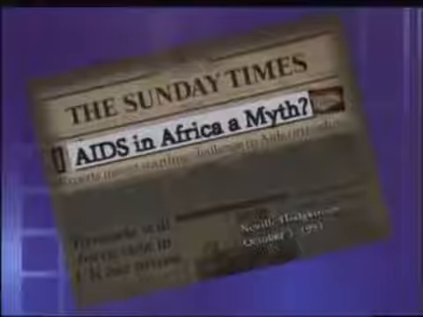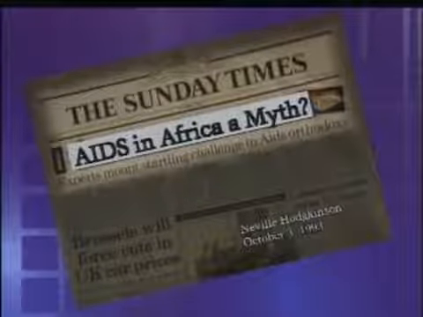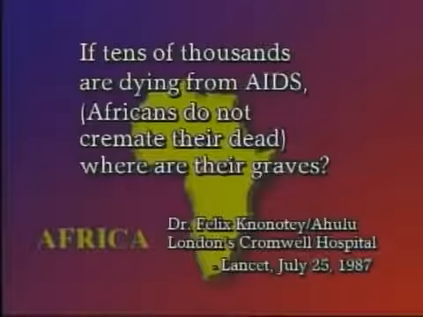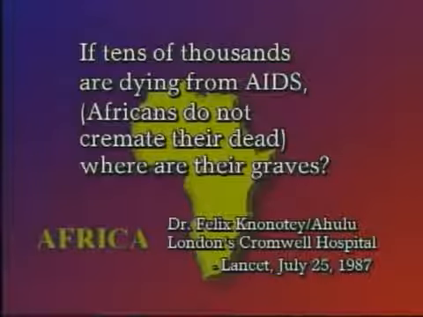So clinically and epidemiologically, the two epidemics are very different. And in Africa, it's possibly malnutrition, parasitic infection, and poor sanitation. There are no risk groups. There's not homosexuals or intravenous drug users. It's just poor people without running water, without supermarkets, without doctors. The London Sunday Times questions whether AIDS in Africa is a myth, quoting Dr. Kohutni Ohulu: if tens of thousands are dying of AIDS in Africa, where are their graves?